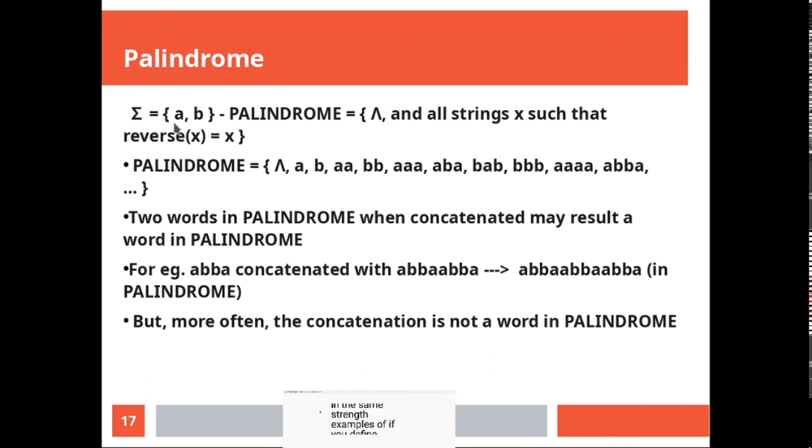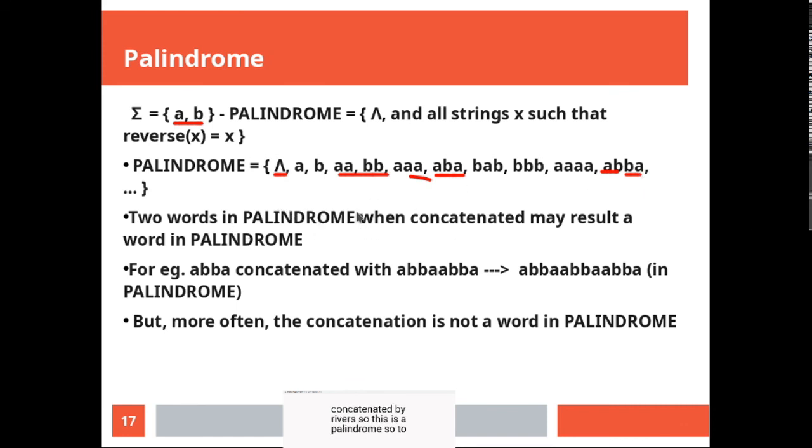If you define over alphabet A and B, null is a palindrome because there is no word. Single length words are palindromes. Double letters are palindromes, triples are also palindromes, 4 letters, 5 letters are palindromes, but otherwise for odd length, you will have to be surrounded by the same letters, A, B, A. So if you reverse this, you will get back A, B, A. And similarly for even length, you will have this concatenated by the reverse of this. So this is a palindrome.